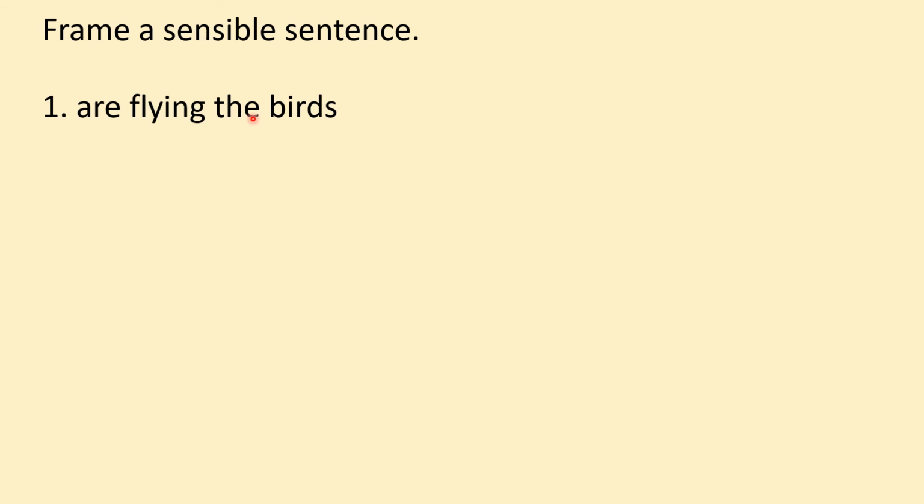Are flying the birds. Now first we have to put the naming part. Who are we talking about? The birds. So you put the birds first and then you put are flying. So your sentence is now complete. These words are all jumbled up. And you have to make a sensible sentence by putting the words in the correct place. You cannot say flying birds are the. You have to put the naming part and the telling part. So here the naming part is the birds and are flying becomes the telling part.